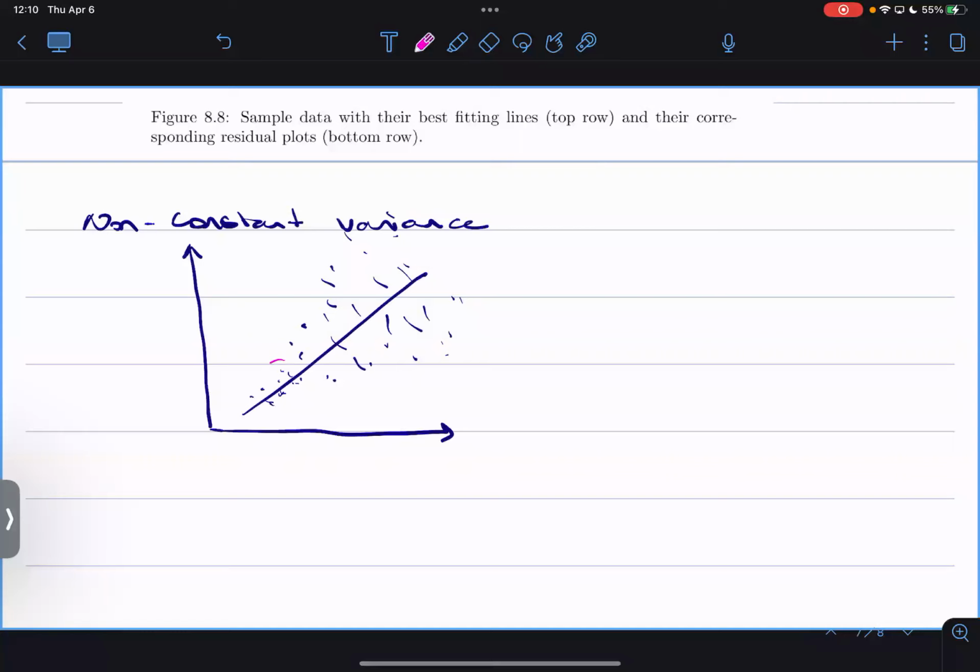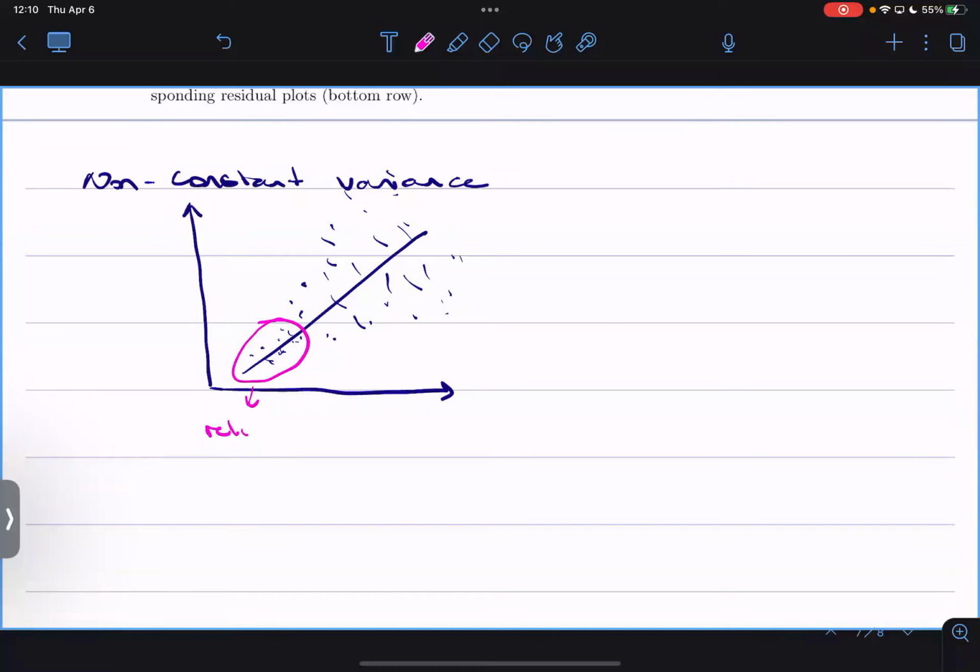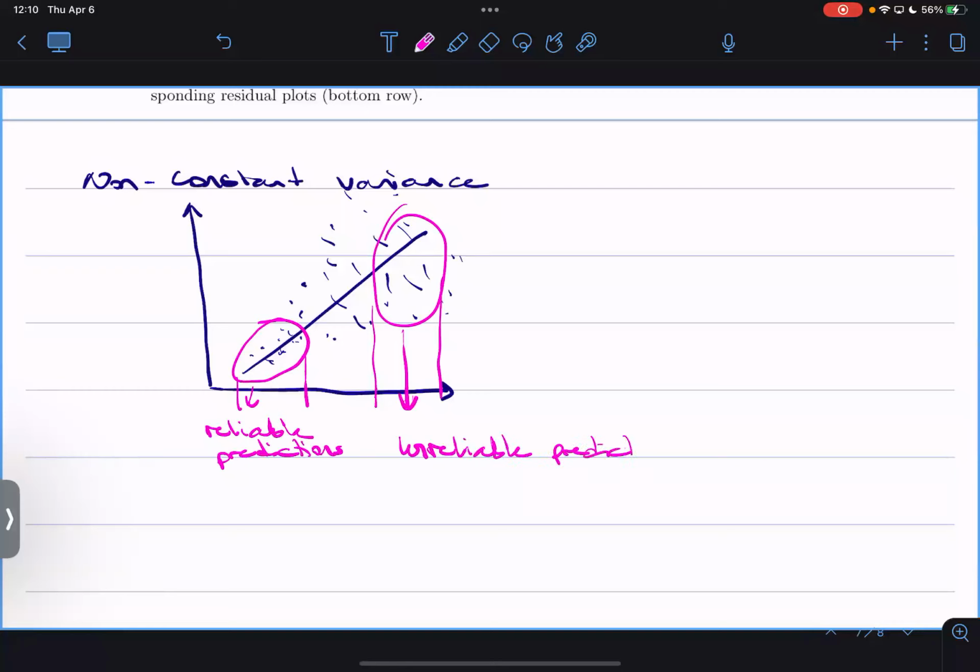But what happens is down here we have reliable predictions. So here between these two values of x, I have very reliable predictions. And then between these two values of x, I have unreliable predictions, which we can't really handle.